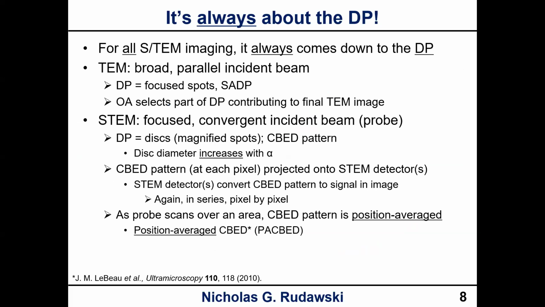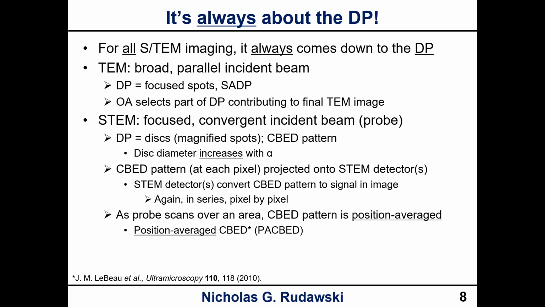In STEM, we have a focused converged beam. The DP then becomes disks, which you can think of as magnified spots from the SADP, which is the CBED pattern. The diameter of the spots increases as I increase alpha. We get a CBED pattern at each pixel that projects onto the STEM detector. The detector converts the CBED pattern to a signal in the image, goes to the next pixel and repeats.